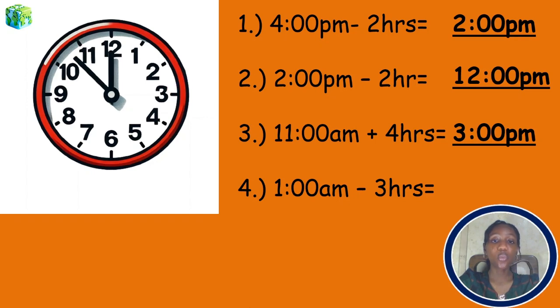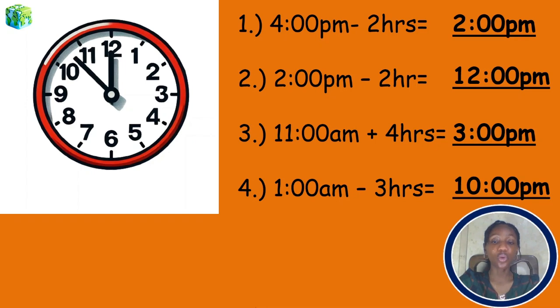Now the last one, 1 a.m. minus 3 hours. Now I want you to attempt this question. I believe you got your answer, 10 p.m. All you have to do is count 3 spaces backwards from 1 a.m. 1, 2, 3, and you get 10 p.m. And since we move past 12 a.m. again, the a.m. will now change to p.m. So we move from morning to evening.